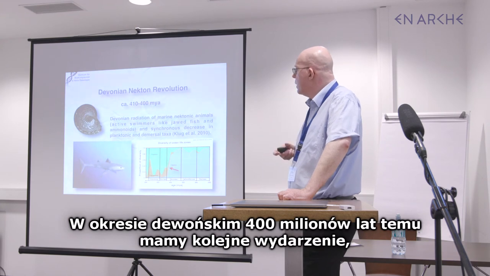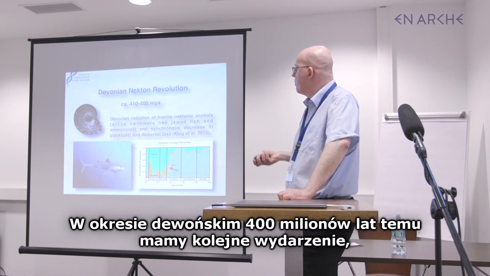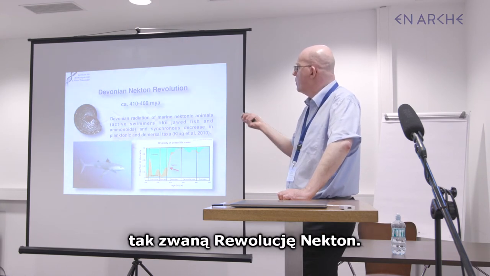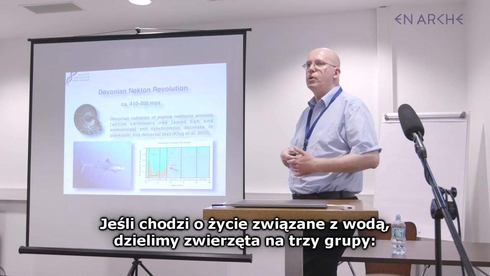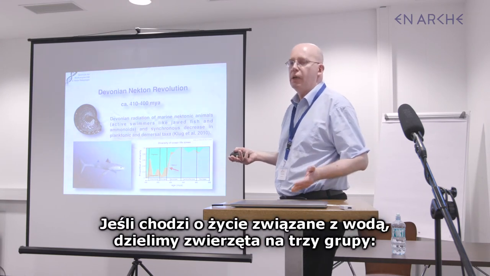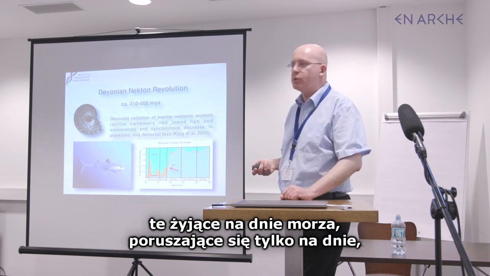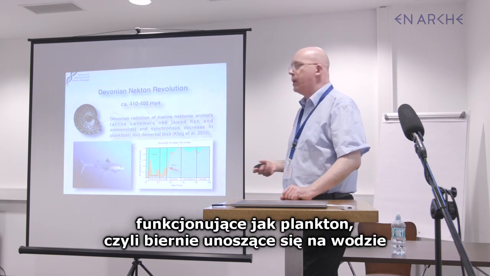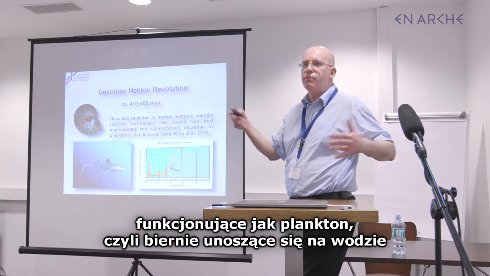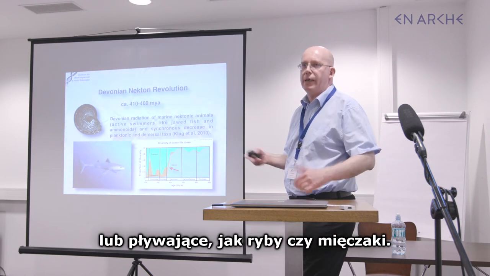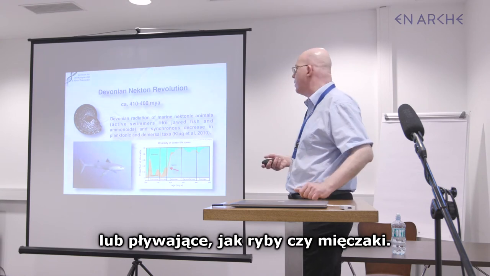And then in the Devonian, 400 million years ago, we have something that is not for nothing called a revolution, the Devonian Nekton Revolution. Now, in marine life, you have three possible types of how you can live. You can live confined to the ground, that is called demersal way of life. You can live planktonic, passively drifting in the ocean, or you can be an active swimmer like fish or cephalopods.